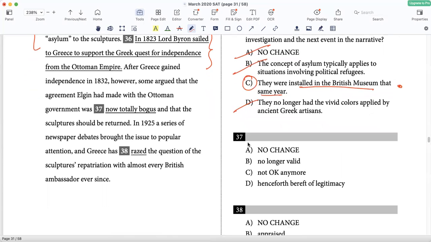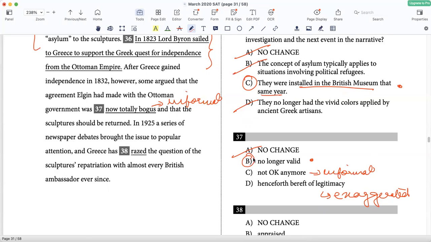Some argued that the agreement Elgin had made with the Ottoman government was now totally bogus. This is extremely informal, and so this is not a good option. Was no longer valid. This is a good option. Not okay anymore. Again, informal. Was henceforth bereft of legitimacy. This is an exaggerated option, right? It is using too many words and it is using extreme words to convey a simple idea. So the best answer is B.